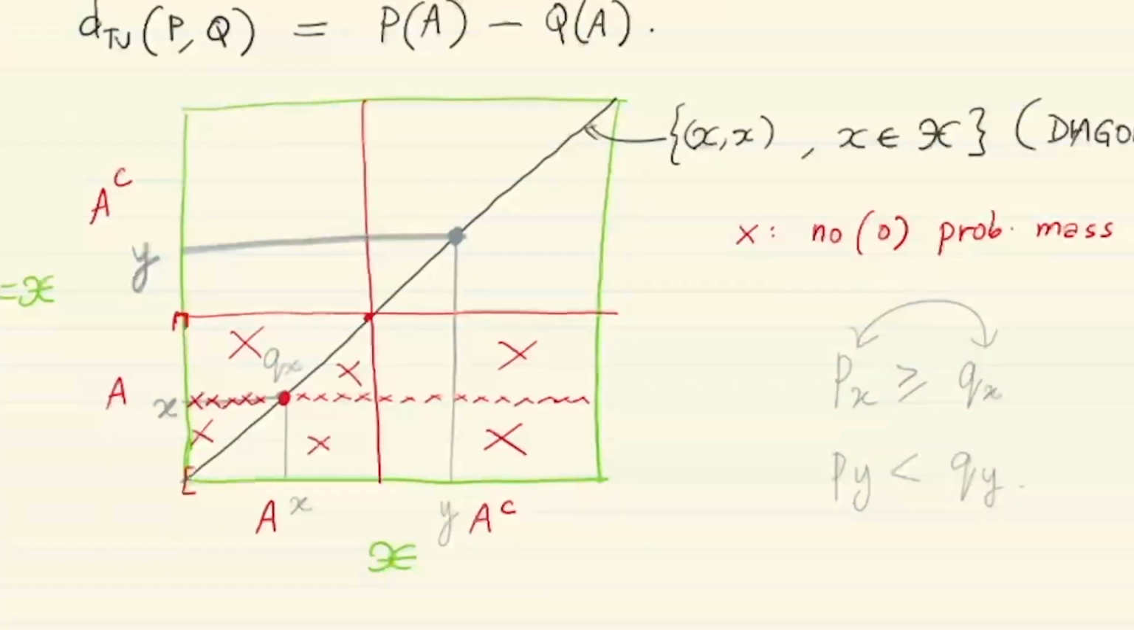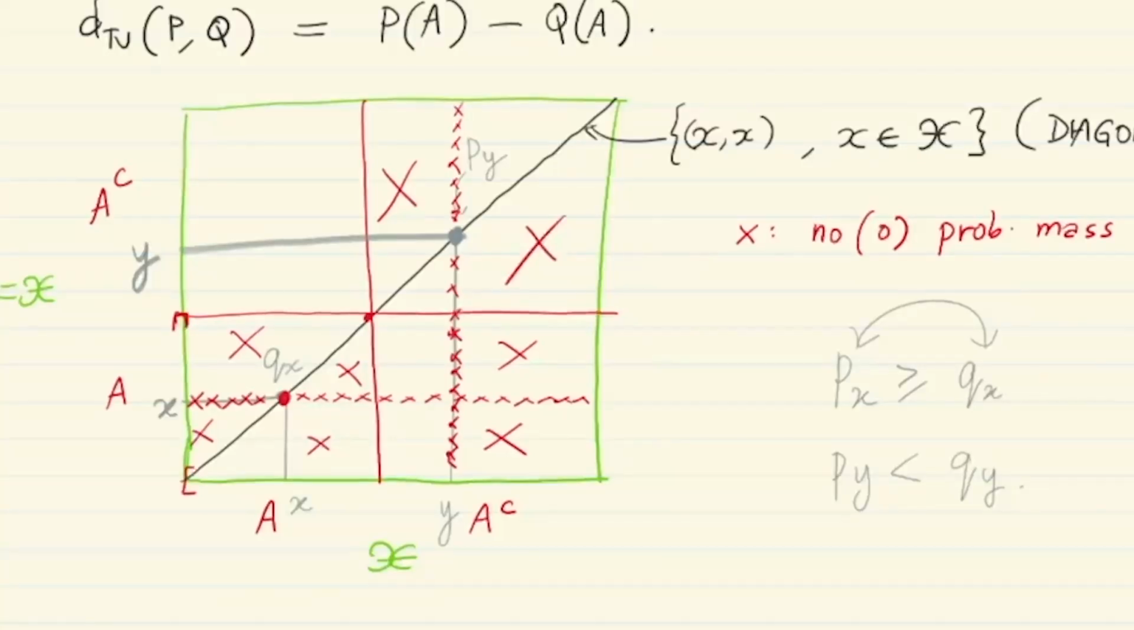So it follows that the largest amount of probability mass you can put here is py, and it also follows that by putting py you have already exhausted everything on this vertical strip. So you cannot put any more probability mass on all points on this vertical line apart from the diagonal. Okay, and so that essentially rules out, by sweeping y along A complement, that you cannot put probability mass anywhere here and anywhere here.